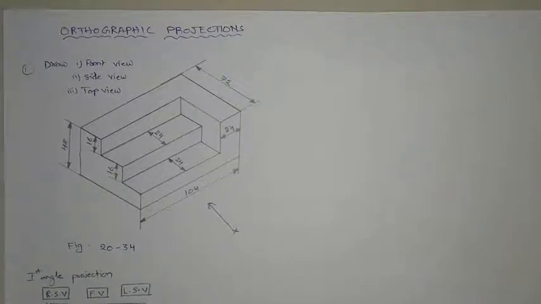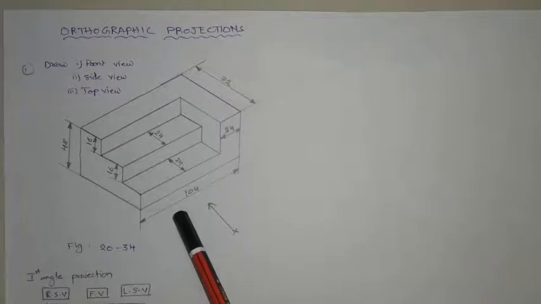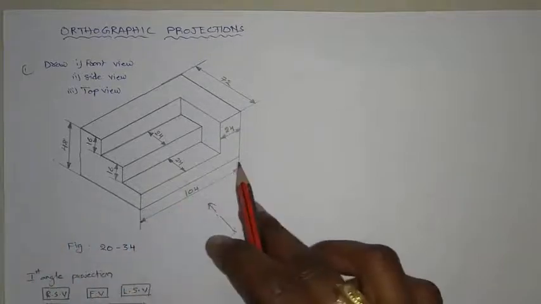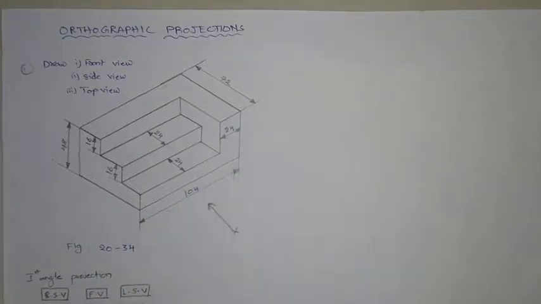So in this video I'm going to discuss the next topic, that is orthographic projections. So what is meant by orthographic projections? Here, if you look at the diagram given in the sheet, this is in the form of three-dimensional. That means you can see its depth, its length and its height. If you want to convert this three-dimensional into two-dimensional, then the two-dimensional representation is known as orthographic projections.